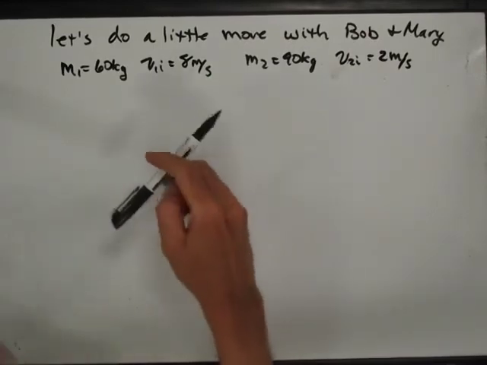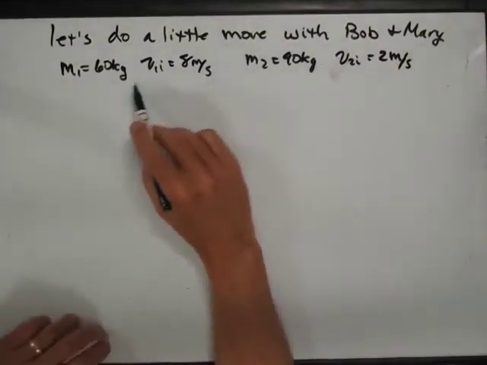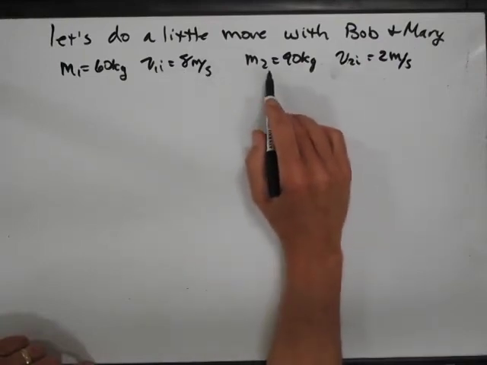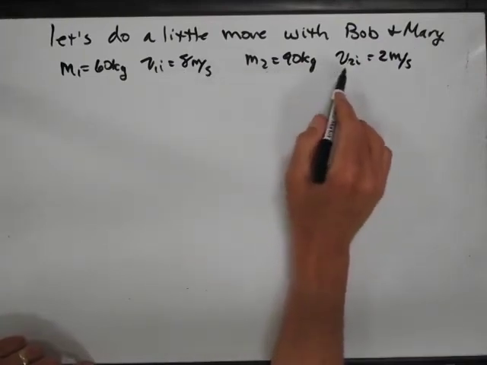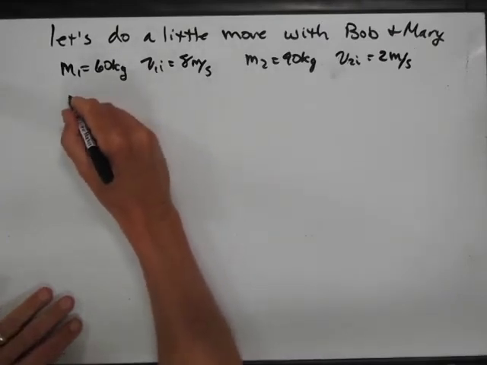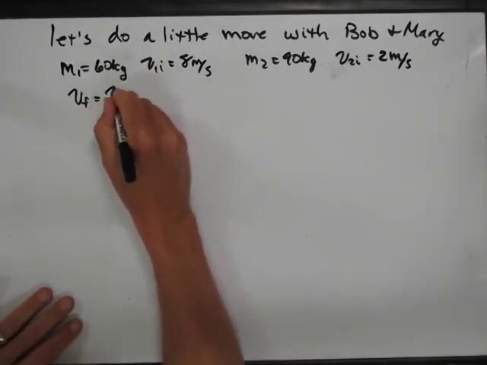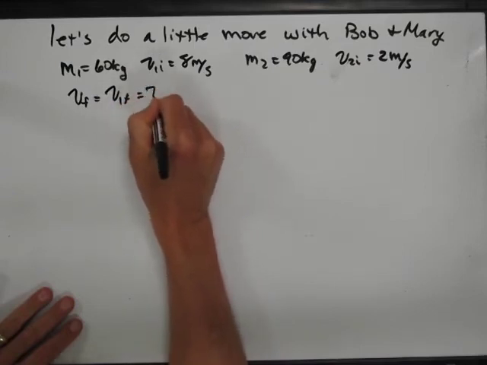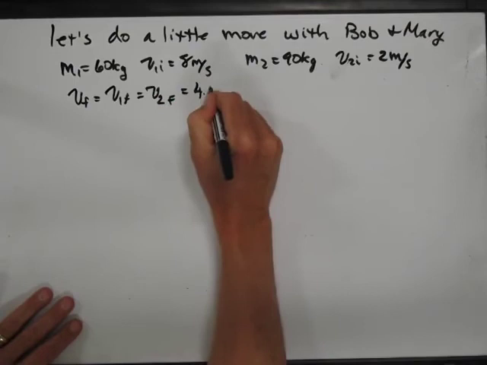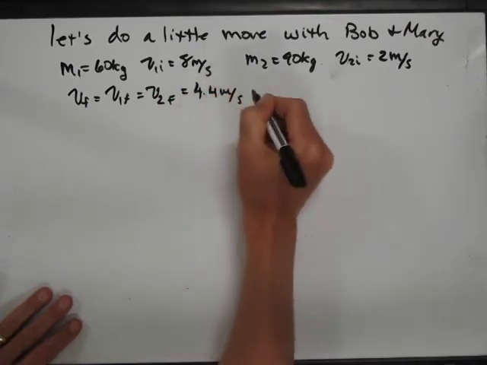So let's do a little more with Bob and Mary. We said Mary had a mass of 60 kilograms and an initial velocity of 8 meters per second. Bob had a mass of 90 kilograms and an initial velocity of 2 meters per second. And then we said their final velocity, V final, which is just V1 final and V2 final also, because she was just hanging on his back, was 4.4 meters per second.